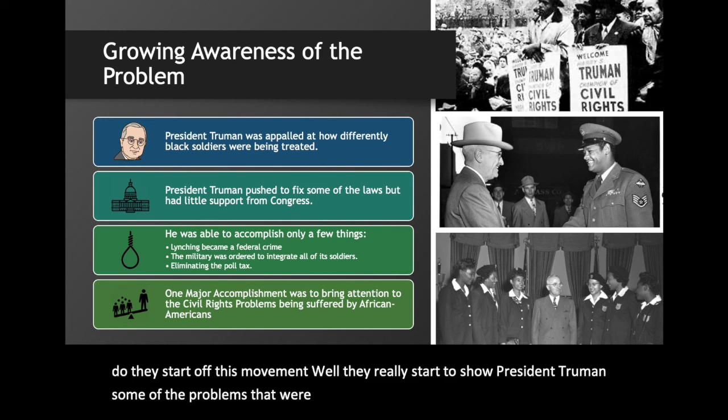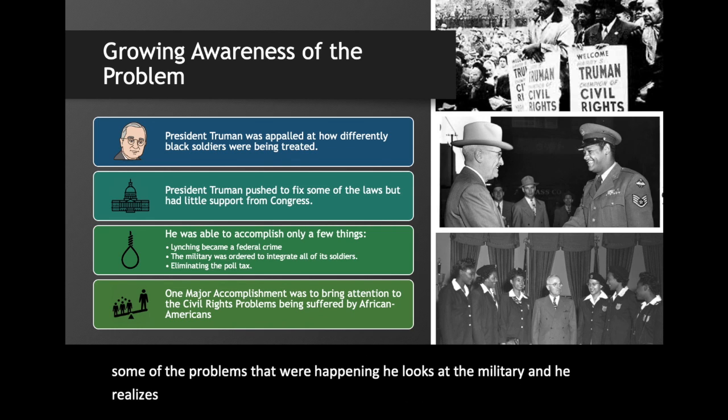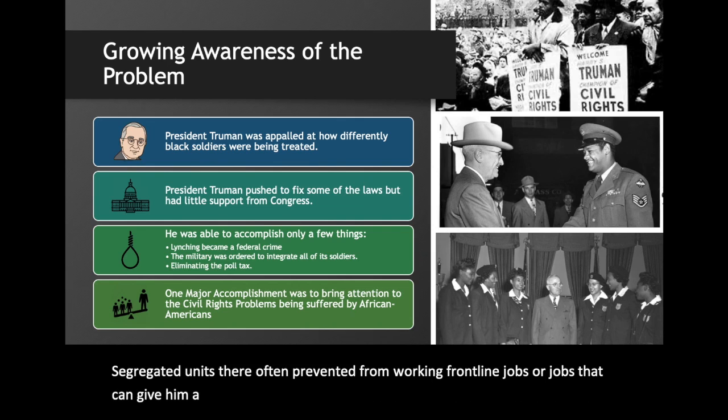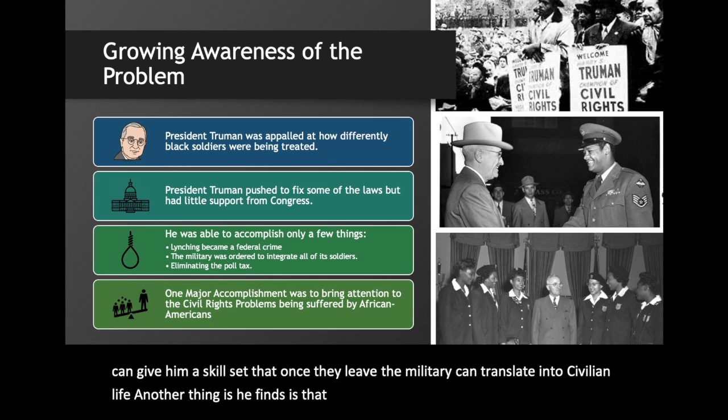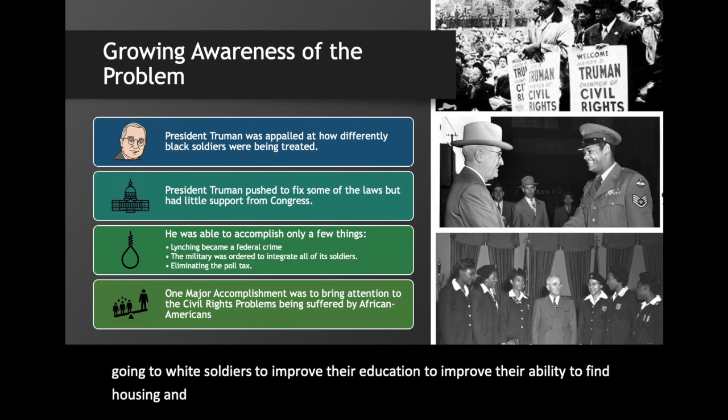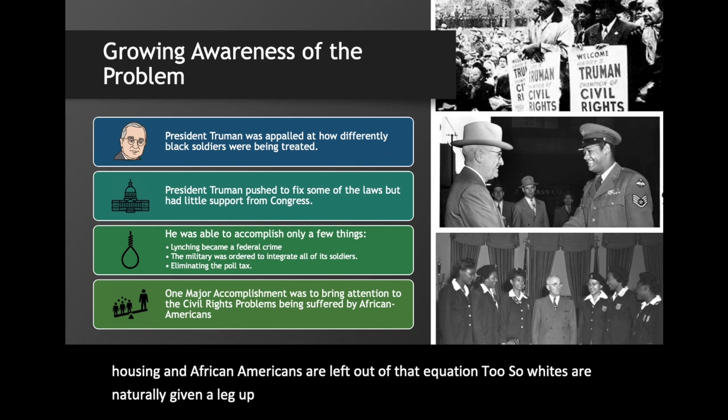He looks at the military and he realizes that African Americans are not being treated fairly in the military. They're in desegregated units. They're often prevented from working frontline jobs or jobs that can give them a skill set that once they leave the military can translate into civilian life. Another thing he finds is that the GI Bill is not applying equally. It's mainly going to white soldiers to improve their education, to improve their ability to find housing, and African Americans are left out of that equation too.